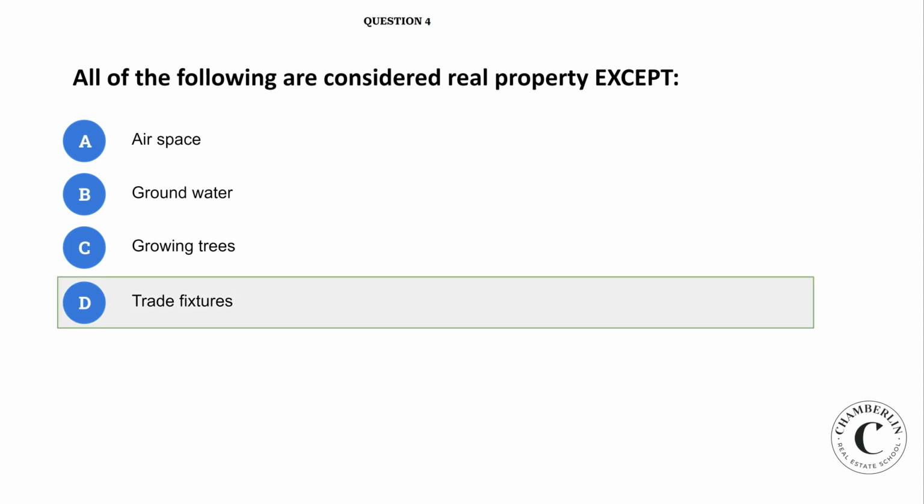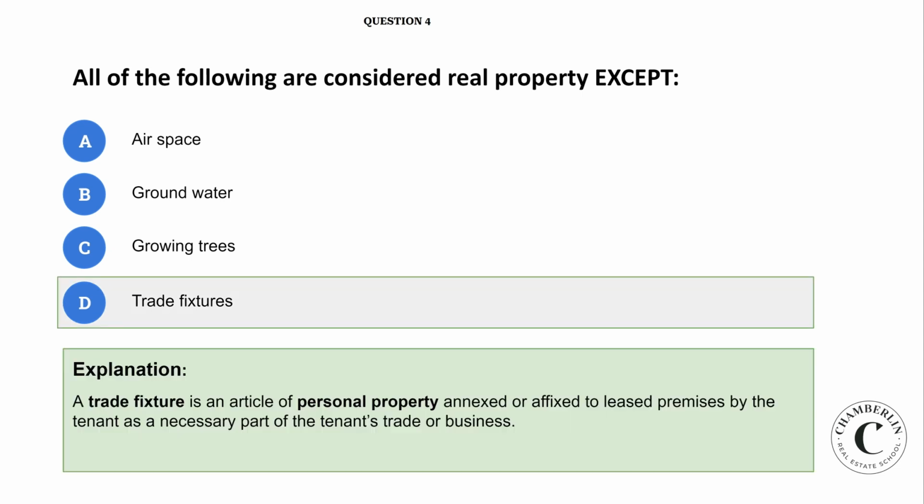Question 4. All of the following are considered real property except: A. Airspace, B. Groundwater, C. Growing trees, or D. Trade fixtures. And the answer is D. A trade fixture is an article of personal property annexed or affixed to leased premises by the tenant as a necessary part of the tenant's trade or business.